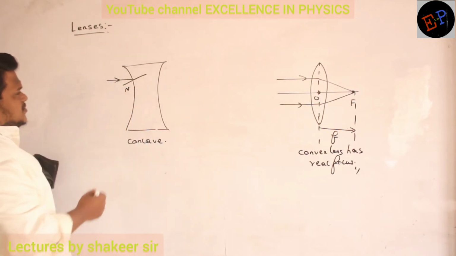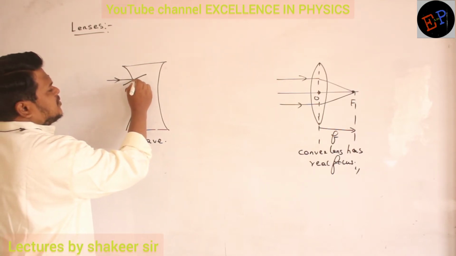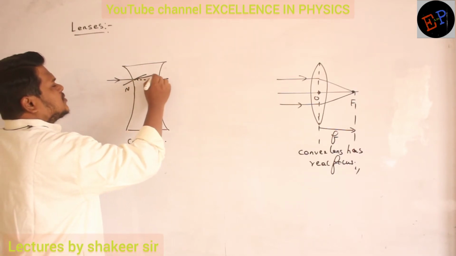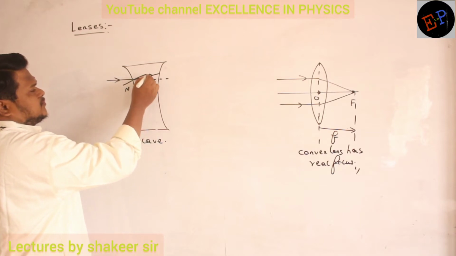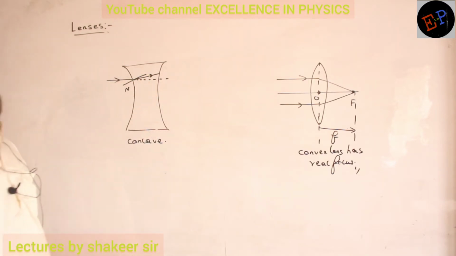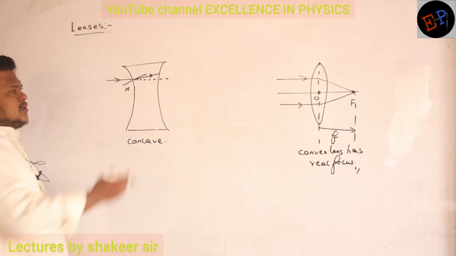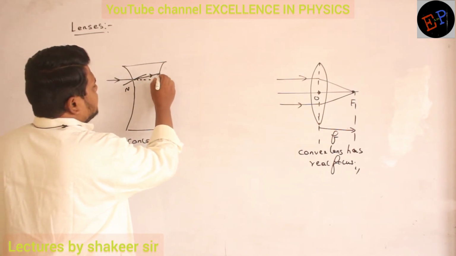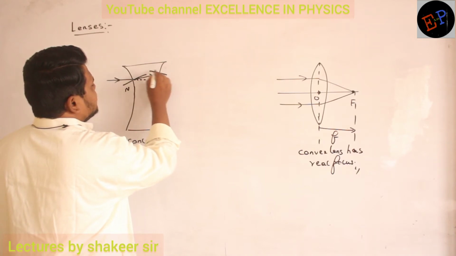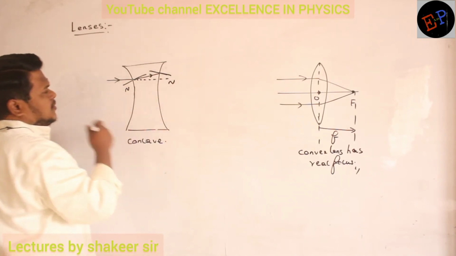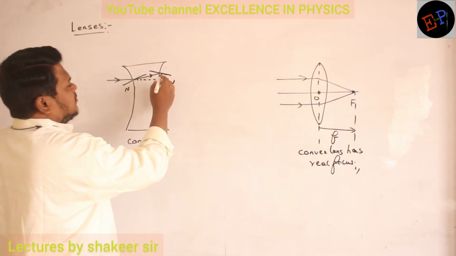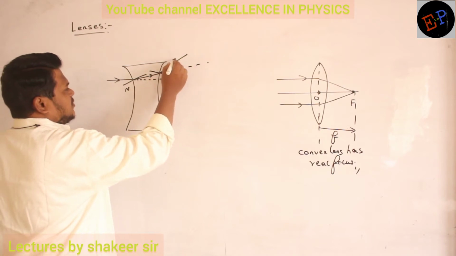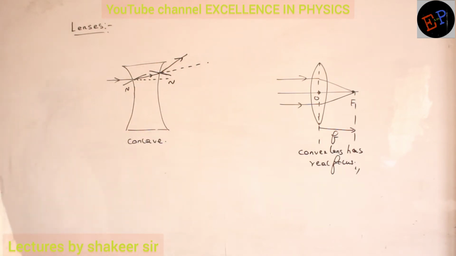Light ray falling like this. Actually, it should travel like this, no? But it will bend towards the normal. This is what will happen, no? Because light is entering from rarer to denser medium, it will bend towards the normal. Fine. And here let us draw one more normal. This is the second normal. And here, what happens? The light ray should actually travel in this direction, but it will bend away from the normal. So this is what is happening now.